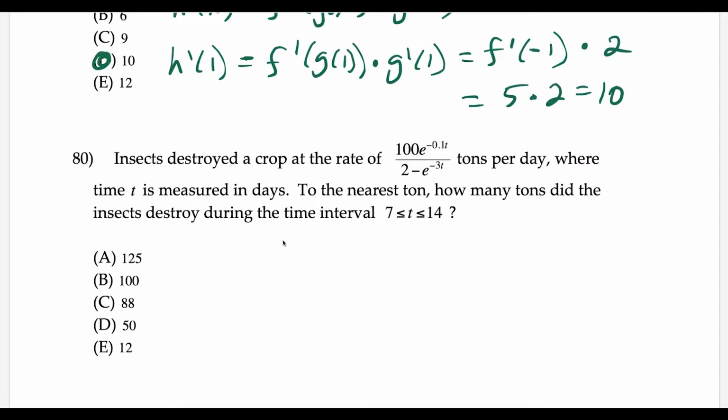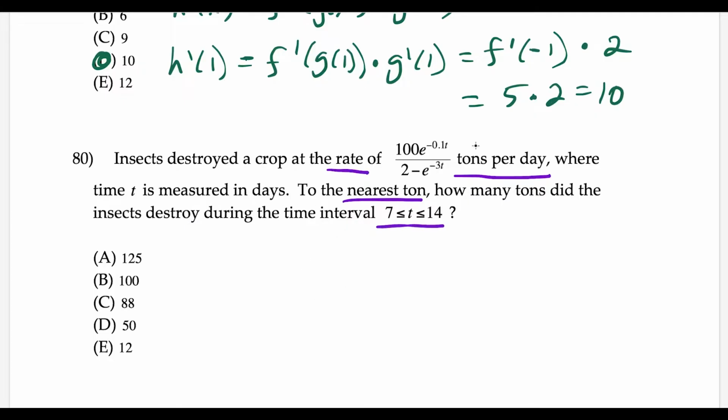Okay, the concept for question 80 is going to show up 20% of the time on the AP test. So say this to yourself a lot. The integral of the rate tells you the net change of the function. So we have insects destroyed crops at this rate here, tons per day, and t is measured in days. And to the nearest ton, we want to know how many tons did the insects destroy during the time interval 7 to 14.